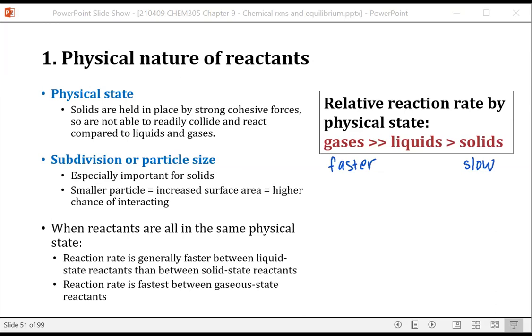And then the smaller the particles, the more broken up your reactant is, the more chance it has to collide with other reactant particles to facilitate that chemical reaction, with the reactant particles colliding with enough energy and in the right orientation to get a chemical reaction.